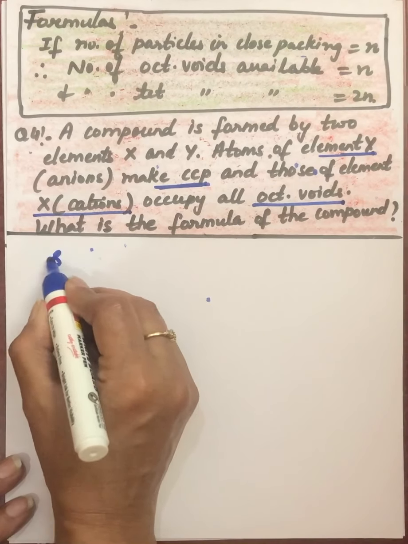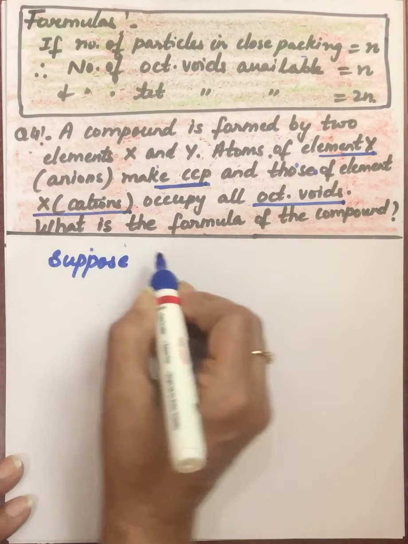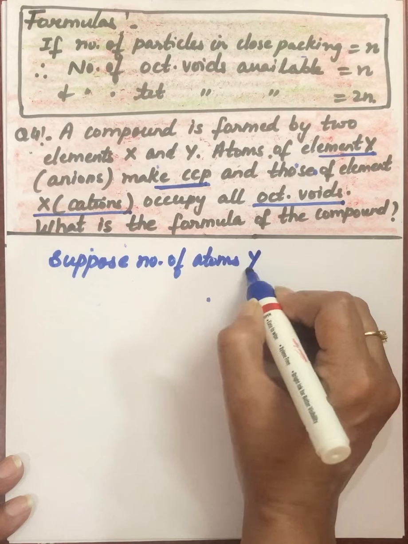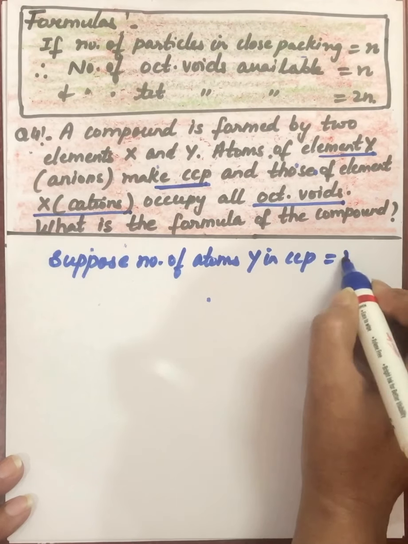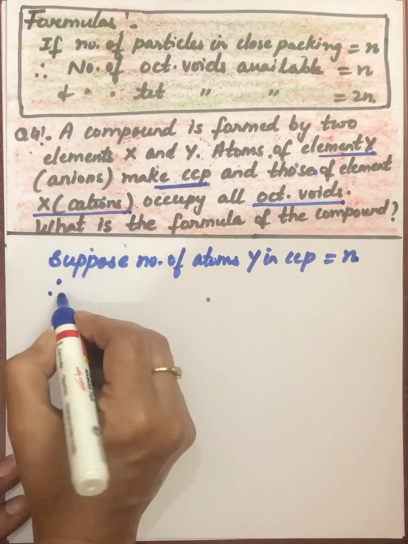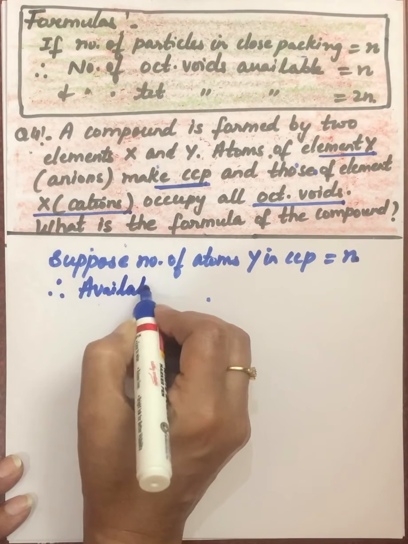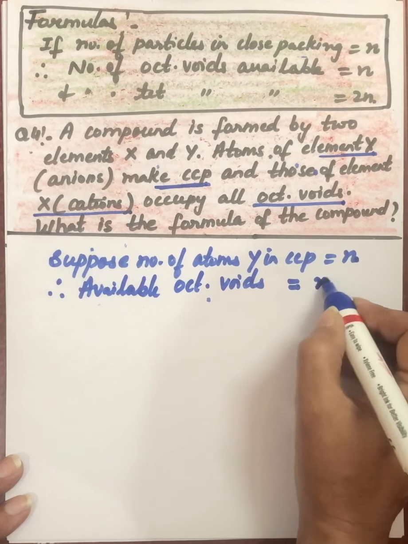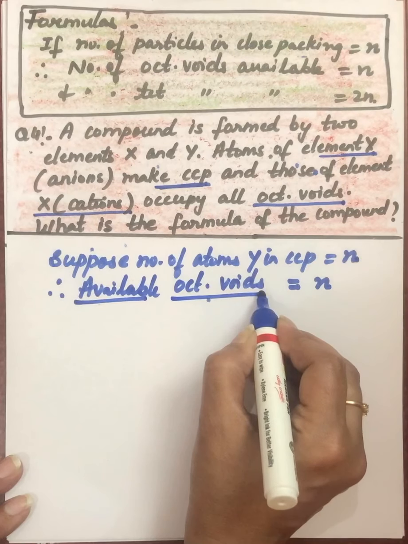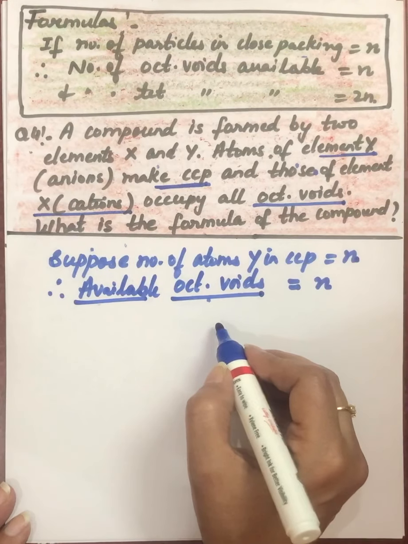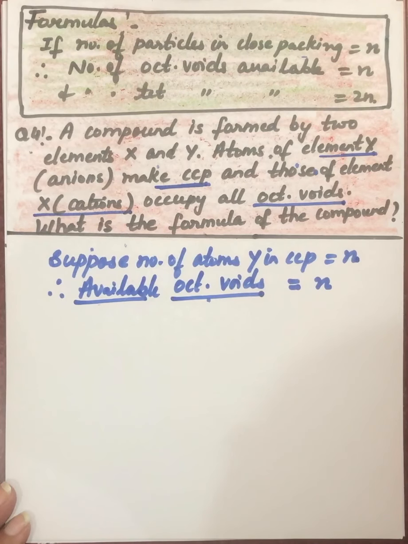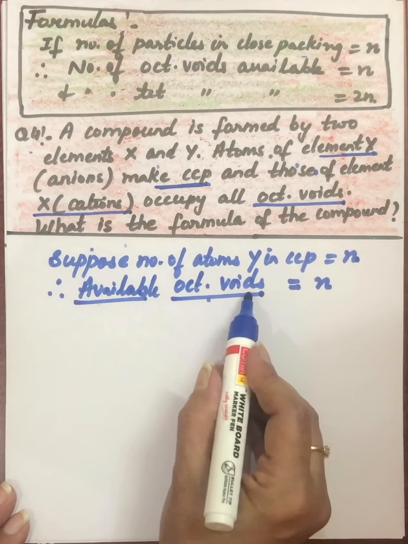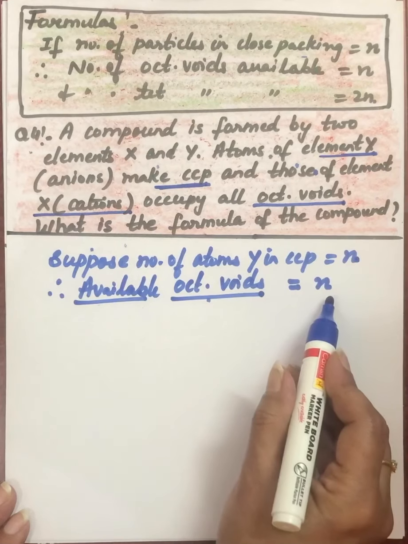Now we have to suppose how many atoms there are in the close-packed arrangement. Which atoms are in the close-packed arrangement? Y. In the CCP arrangement, how many are there in number? Let's say n in number. Therefore, how many octahedral voids will be available in the structure? Equal to n only. Remember, these are available in the structure. There's no need to mention tetrahedral here because no particle is present in the tetrahedral voids. But it's not necessary that in the structure all the voids which are there will be occupied. Available are n in number.